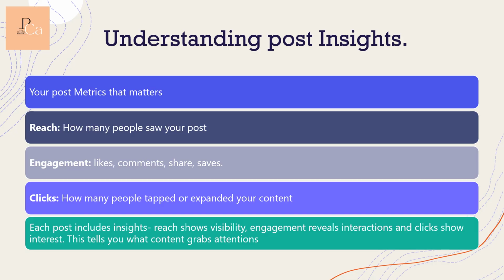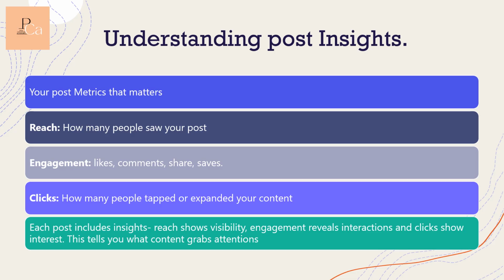Now we have to understand post insights and the post metrics that matter. One of the things that really matters among the metrics you're seeing there is reach. When you post something and you go to your content under Insights, and you click on that content, it brings you an overview of the performance of that content. You will definitely see the reach: how many people saw your post. It even goes further to tell you if they are your followers or non-followers, and whether it was shared or not, and how many eyes got to see it.